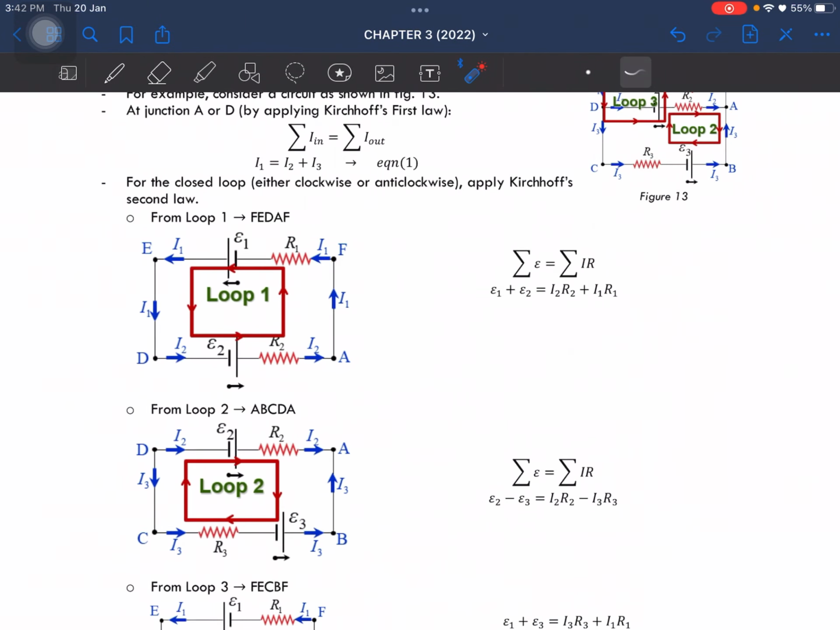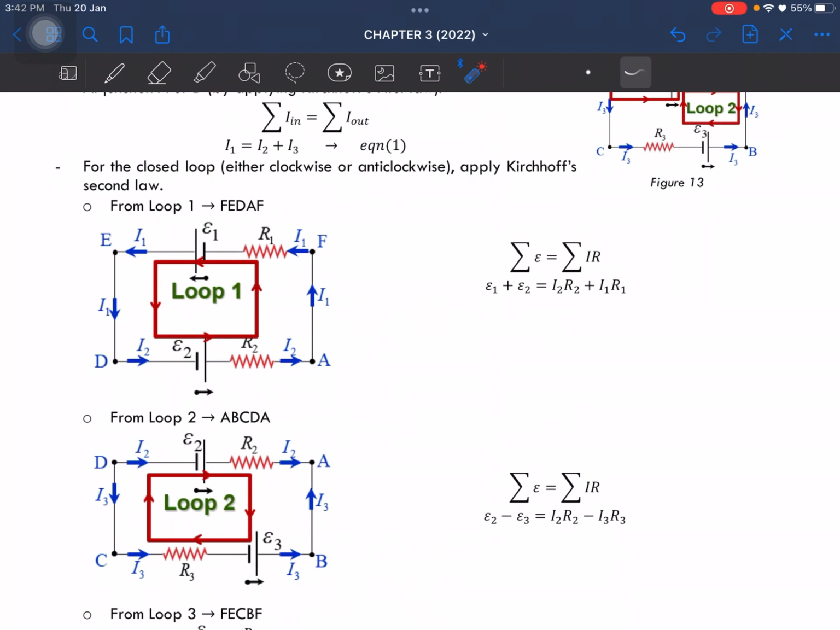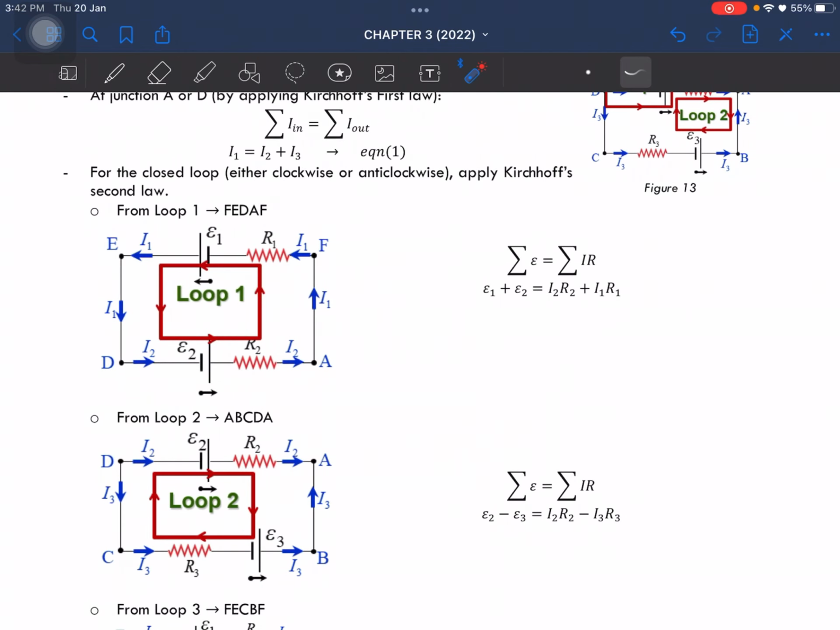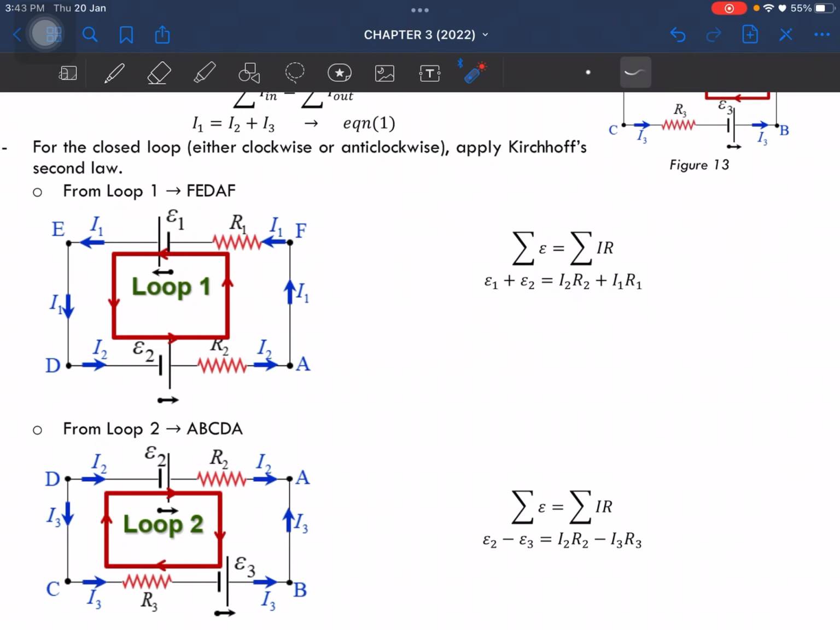Then we choose two loops, and we designate whether each is clockwise or anti-clockwise. For loop 1, for example, they choose anti-clockwise. So from here we can apply Kirchhoff's second law. Okay, so E1 plus E2. Why E1 plus E2? Let's look now.